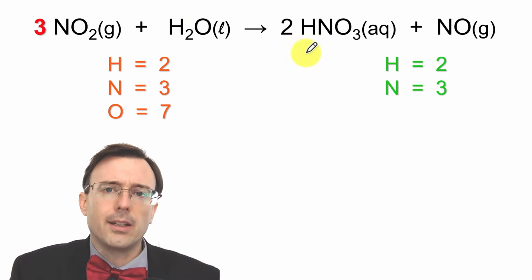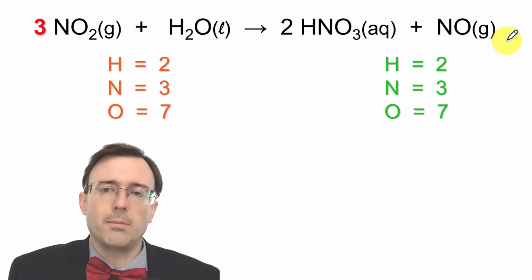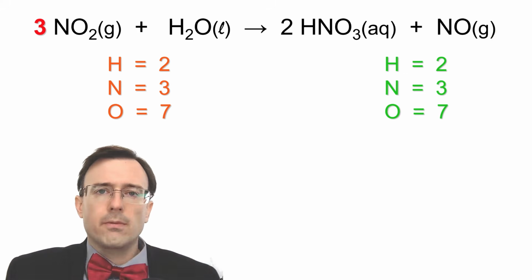What about the right side? On the right side, we have 2 times 3 or 6 oxygens here, plus 1 oxygen right here to give us a total of 7 oxygens on the right side. In the process of balancing the hydrogen and nitrogen first, we've also balanced oxygen in the meantime. So this is all done.